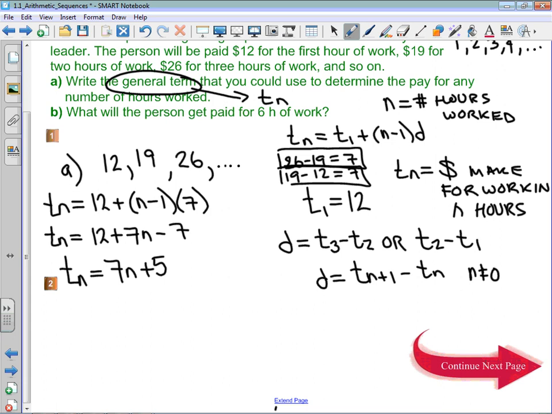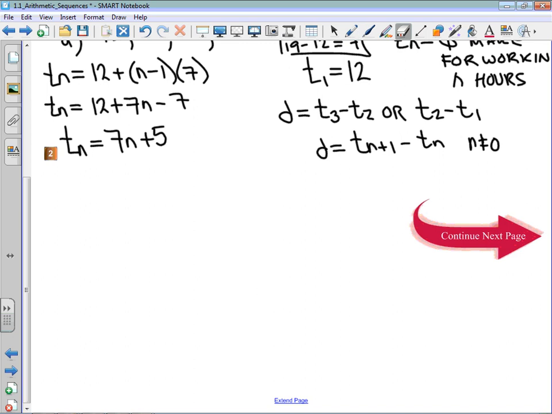But for whatever reason, if I come in for an hour of work, I get paid the $7, but I get paid an additional $5 just once. So maybe that's a drive to work fee. Maybe that's the minimum amount they pay. I don't know. Not a lot of us probably have jobs like that. But that 5 is just there because the first term isn't 7 when n is equal to 1. It's 12, which is 7 plus 5.